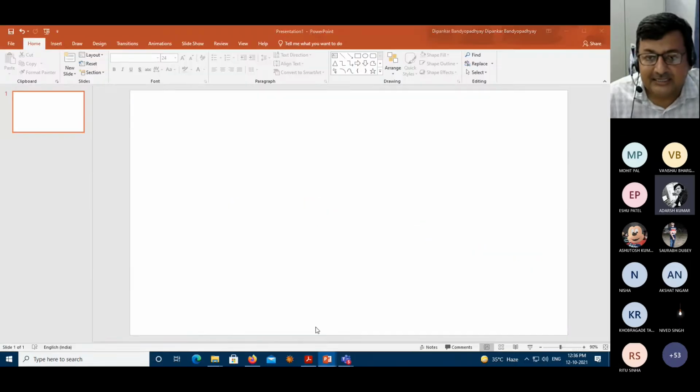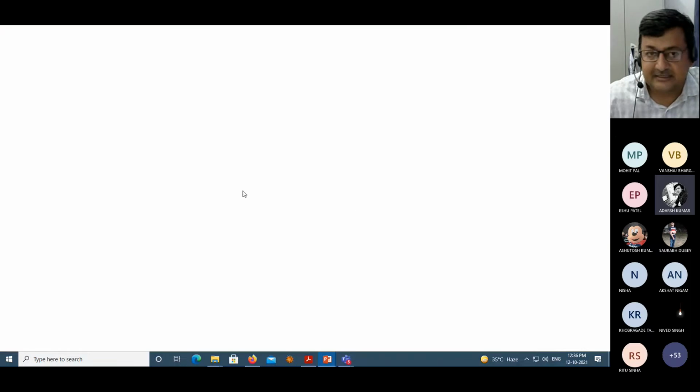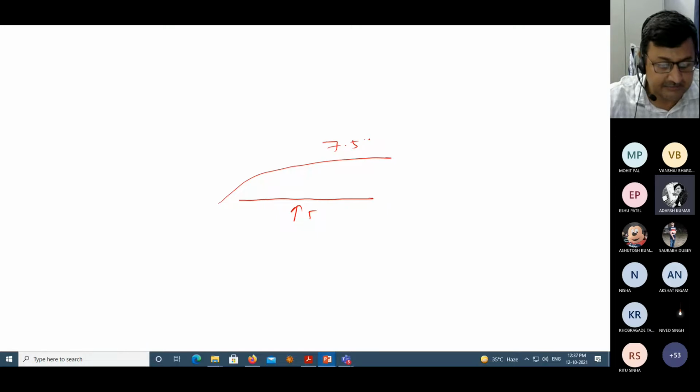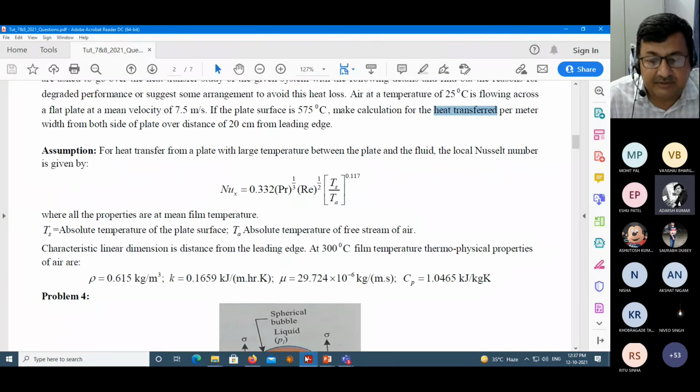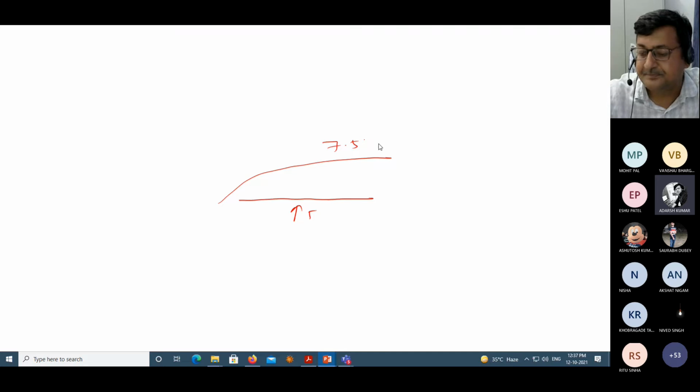Now, while you do that, I will draw a very simple thing, the way we are representing this heater. There is a kind of heater which is at a very high temperature, and on top of that, I am blowing air at 7.5 meter per second. Whatever it is, you have the unit.